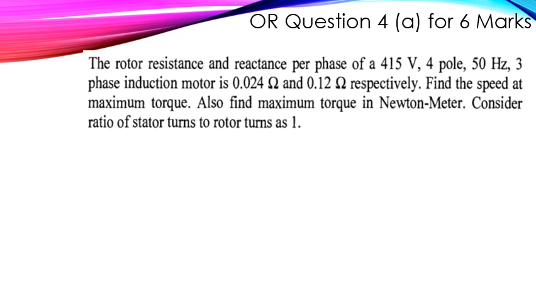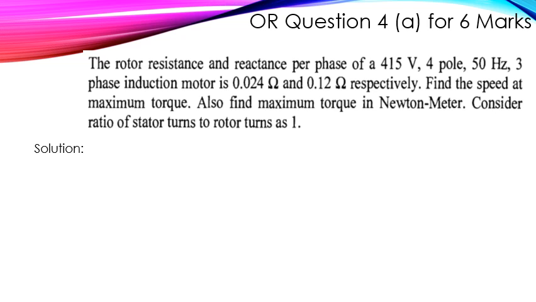The question is, the rotor resistance and reactance per phase of a 415 volt 4 pole 50 Hz 3-phase induction motor is 0.024 ohm and 0.12 ohm respectively. Find the speed at maximum torque. Also find maximum torque in Newton meter. Consider ratio of stator turns to rotor turns as 1.